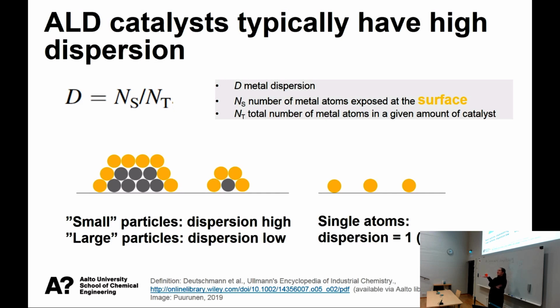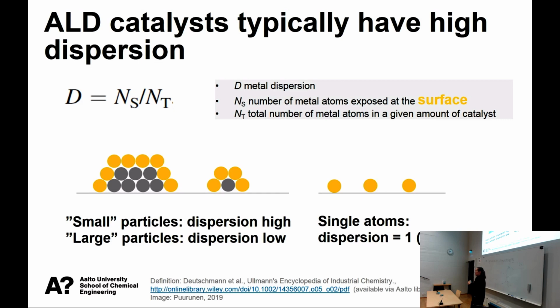Let's do the exercise. Now I have made it a little bit easier. There you see the atoms, so to say. So we have 27 atoms altogether, and the one here at the bottom is not exposed and the one in the center is not exposed. What's the dispersion? Who would say? 25 over 27. Yes, exactly. So I think that's 92%.